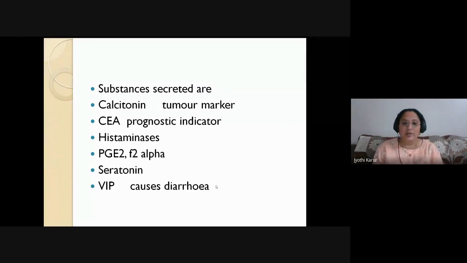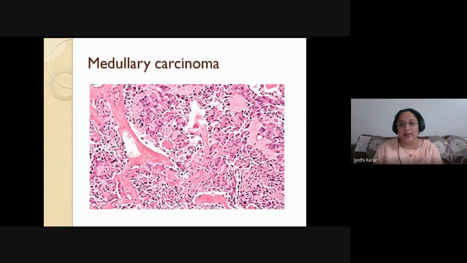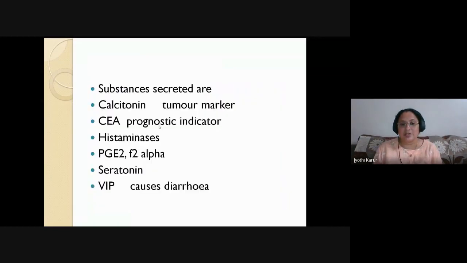So any patient with a solitary nodule or diffuse goiter in a young patient with increased calcitonin and with the above histopathology, definitely in exam, you might not be able to identify this histopathological picture, but at least from these markers and from the history, you should be able to diagnose which probable cancer it is. So usually occurs in young patients, okay, with family history, and then with elevated calcitonin, VIP, serotonin, PGE2, F2 alpha. So this forms the typical picture of medullary carcinoma of thyroid.